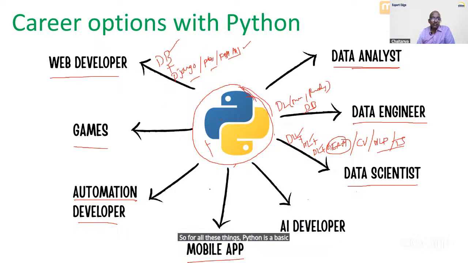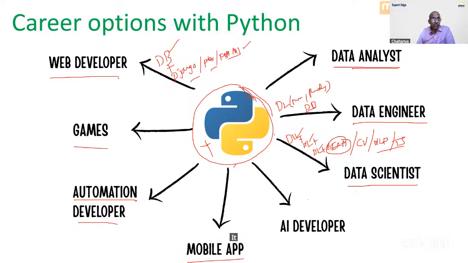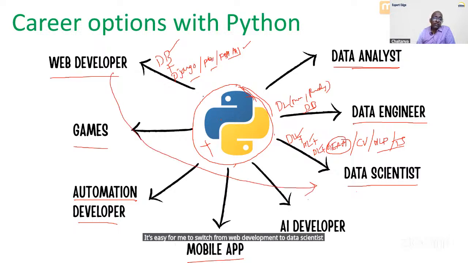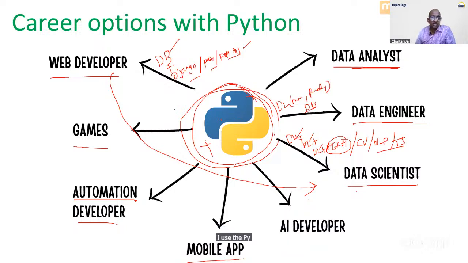It's mandatory. I am the best example because I worked in web Python full stack in my career for a few years, maybe 6 years or so. It's easy for me to switch from web development to data scientist because I already know Python very well. I used Python very well for so many years, 5 or 6 years. So for me, it's easy to switch from one domain to another because the only extra thing I need to learn is this part, not Python again, because I already know Python very well.